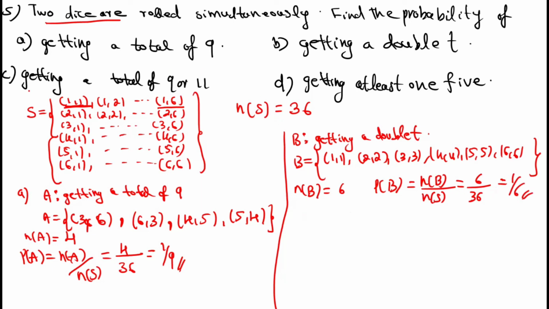Okay. See the third question. Event C such that the given data is getting a total of 9 or 11. In the previous problem we calculated the total of 9. Here one more data is added, that is 9 or 11. So here I will take getting a total of 9 or 11. Then see, event C is equal to, what are the possibilities?